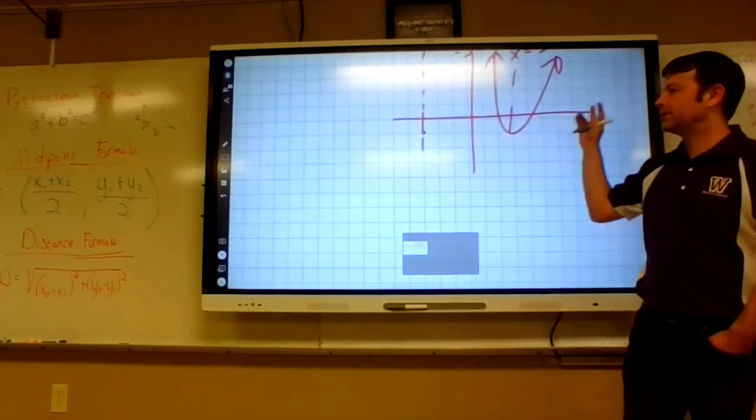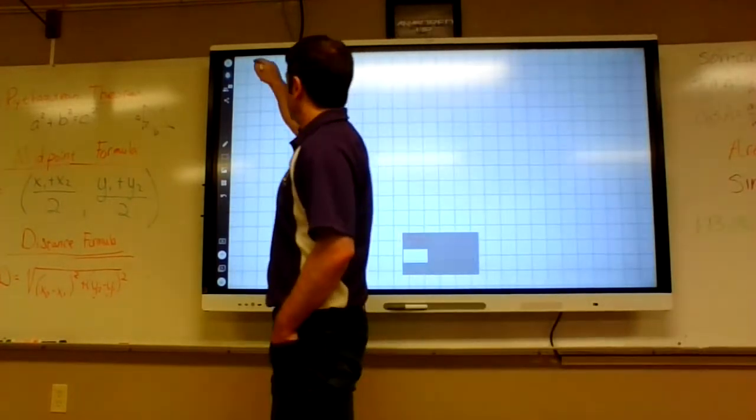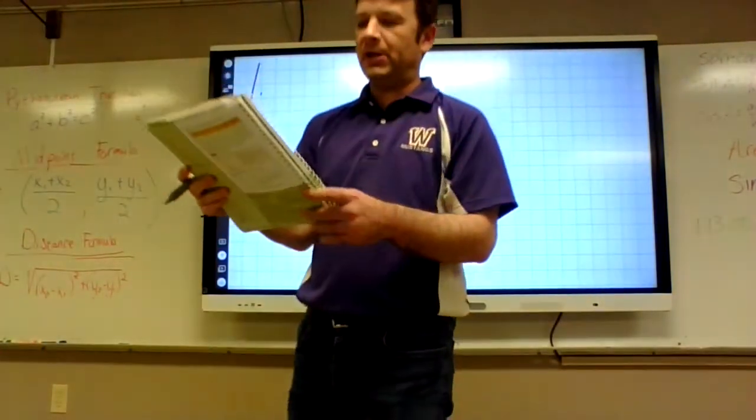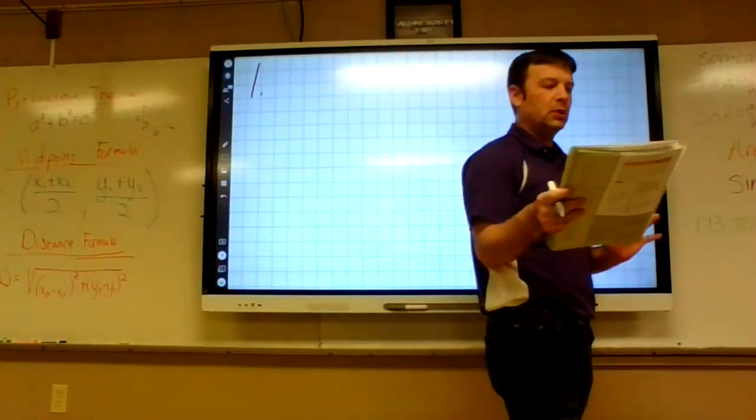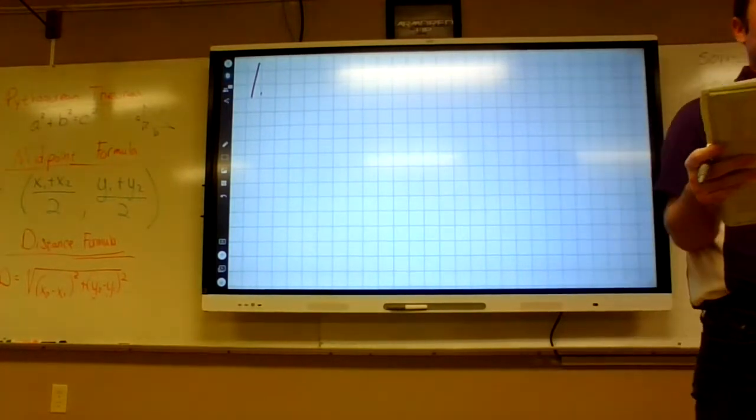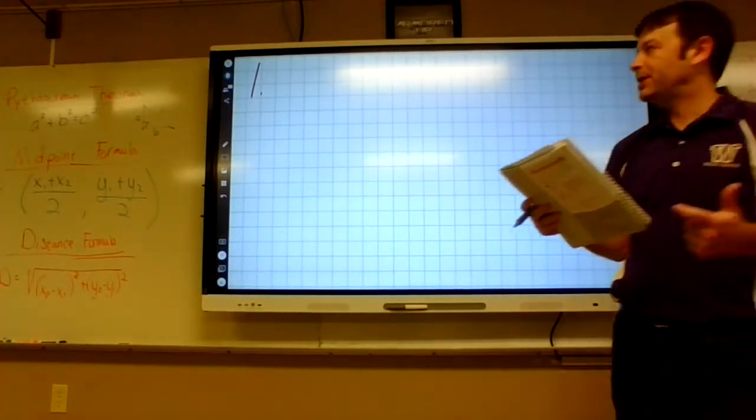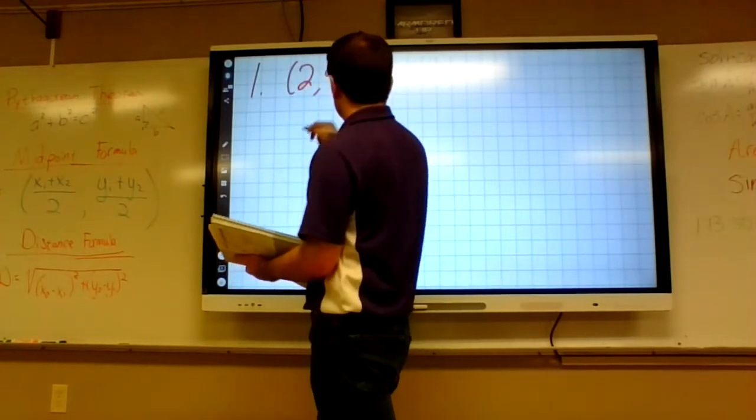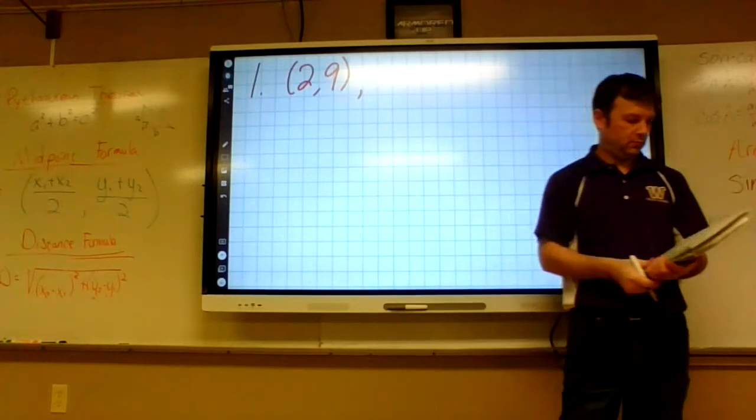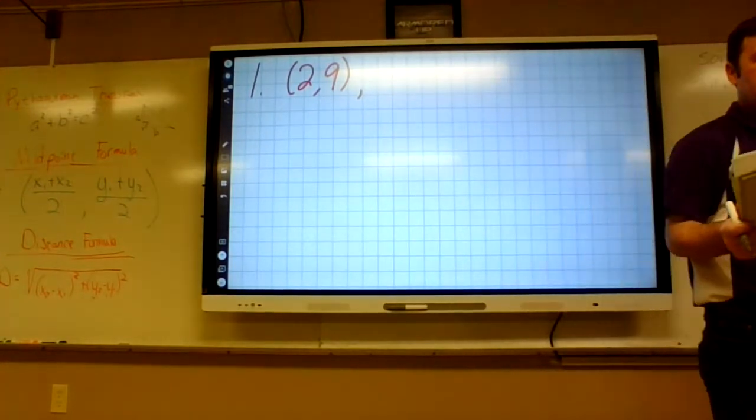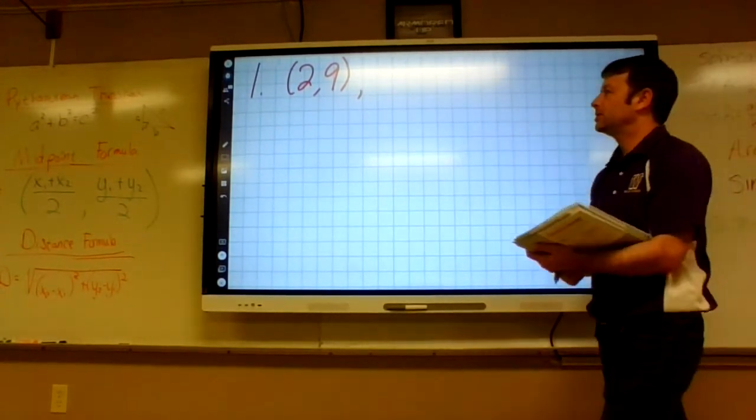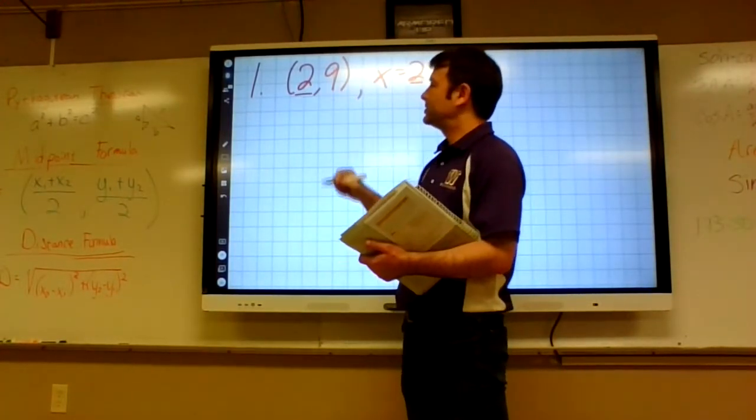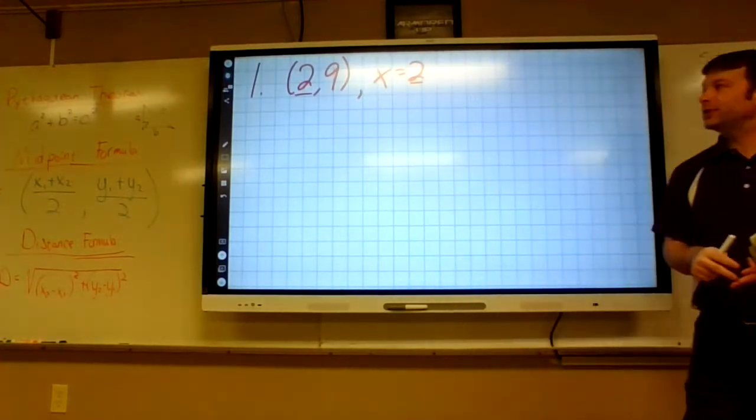Alright, let's get going. Number 1. Kind of like yesterday with all these tables to fill in. Where is the vertex going to be at on number 1? +2, so opposite of the first thing, +9. So just put that. Where is the line of symmetry going to be? X equals 2. It just matches the x coordinate of the vertex.